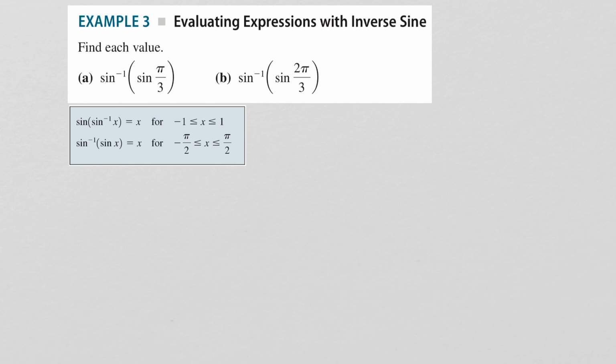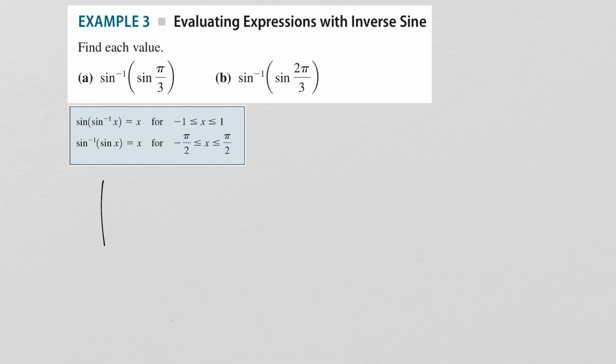Next, recall the inverse function property, which says that sine of inverse sine of x equals x, and inverse sine of sine of x is equal to x. But again, these functions only cancel each other out if x is in the appropriate domain. Okay? So for example, inverse sine of pi over 3 is equal to pi over 3 as long as pi over 3 is a value in between negative pi over 2 and positive pi over 2.